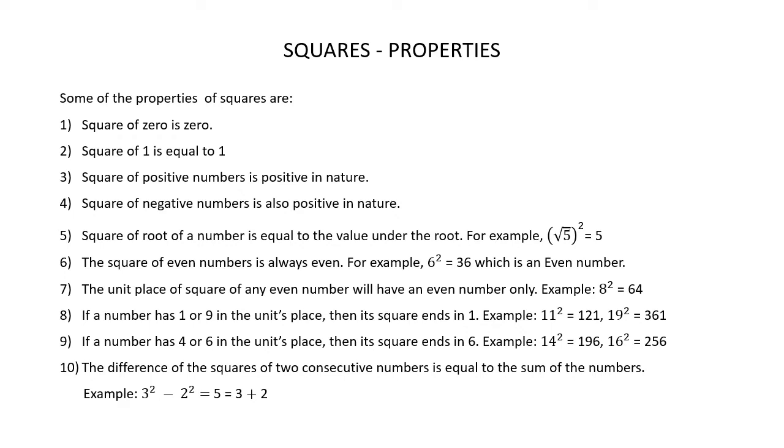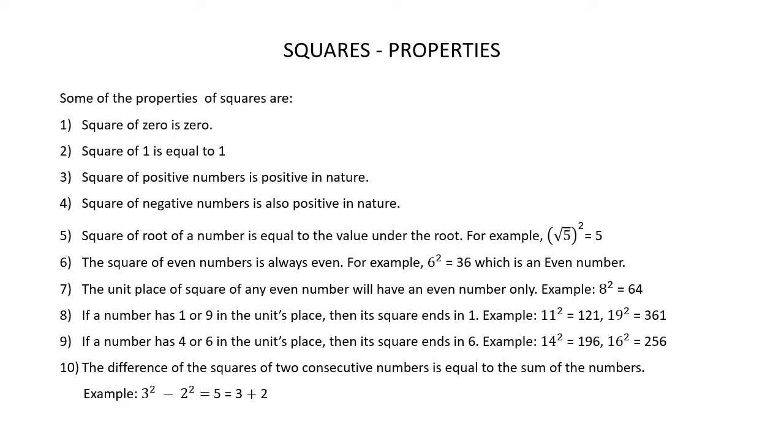Next property. The difference of the squares of two consecutive numbers is equal to the sum of the numbers. For example, 3 squared minus 2 squared is equal to 5. 5 is nothing but 3 plus 2. Now 2 and 3 are consecutive numbers.